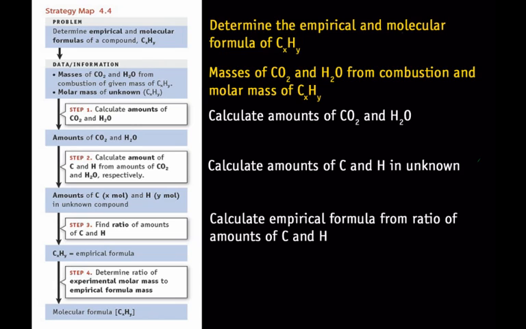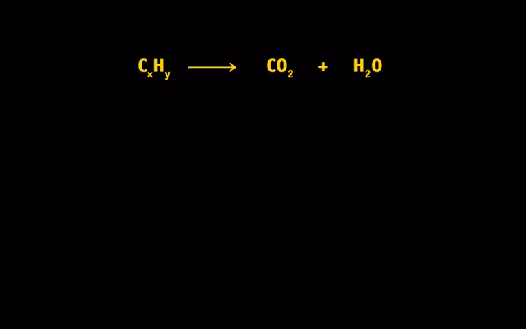And then we'll take the ratio of the number of moles of carbon to the number of moles of hydrogen. How many hydrogens are there per carbon atom? How many moles of hydrogen are there per mole of carbon atoms? That's the calculation of the empirical formula. And then from that and the molar mass, we can determine the molecular formula. Okay, now let's work out the problem.